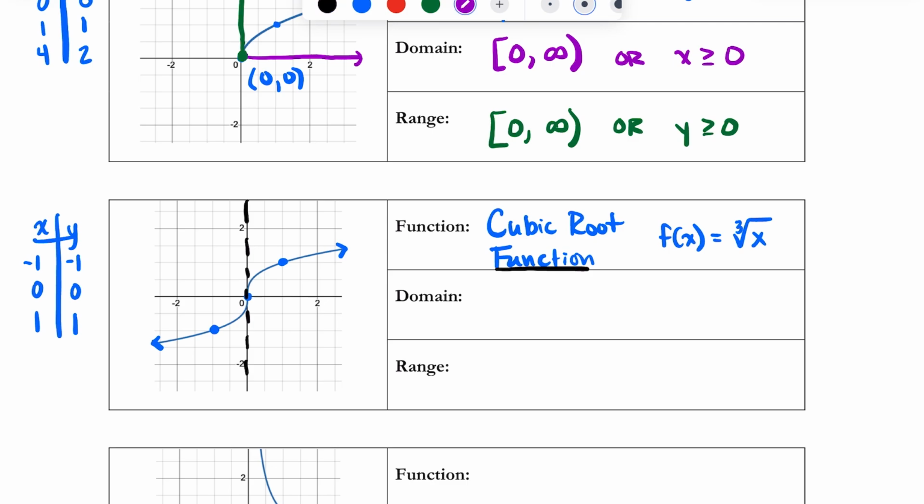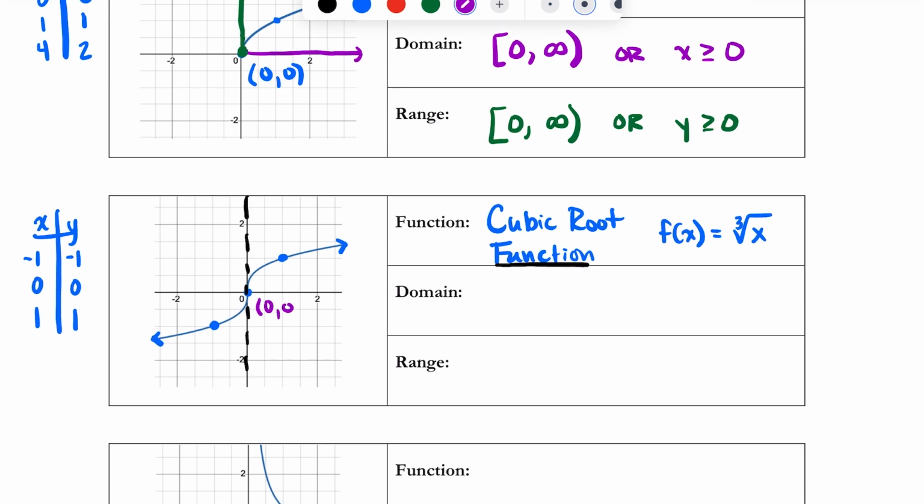Again, I'm starting at that, in quotation marks, vertex with (0, 0). My right arrow is going all the way to the right. The left arrow is going all the way to the left. So my domain here is going to be negative infinity to positive infinity, or all real numbers.